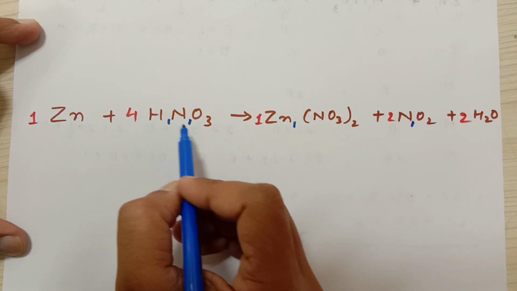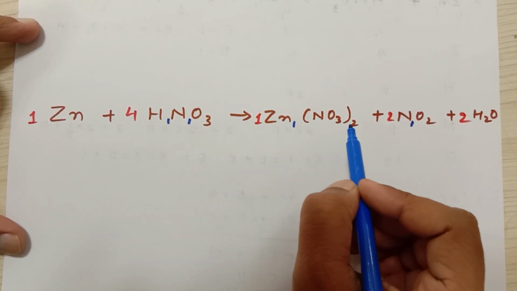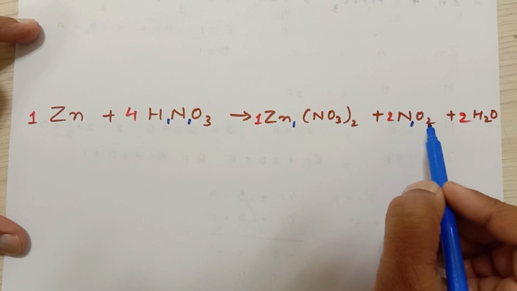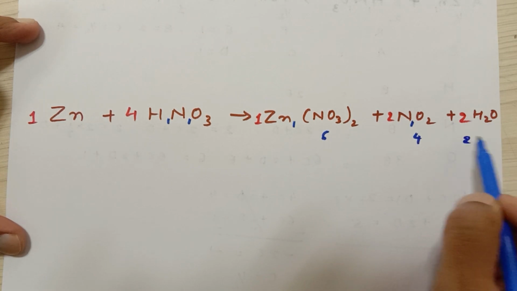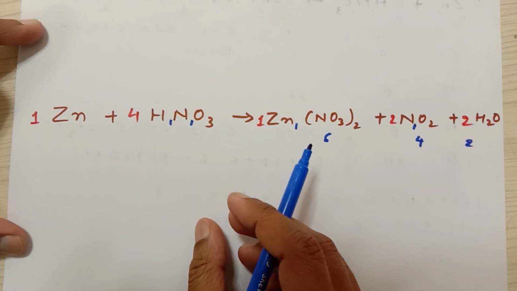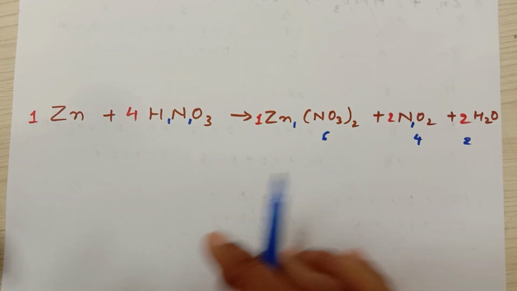Nitrogen is also balanced. 4 3s are 12. Now here it is 6. 2 2s are 4. So here it is 6. Here it is 4. And again 2 over here. So again 12 oxygen. So this is completely fine. Our method is working well in all the cases.